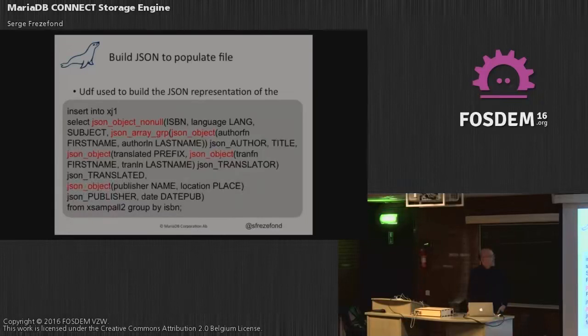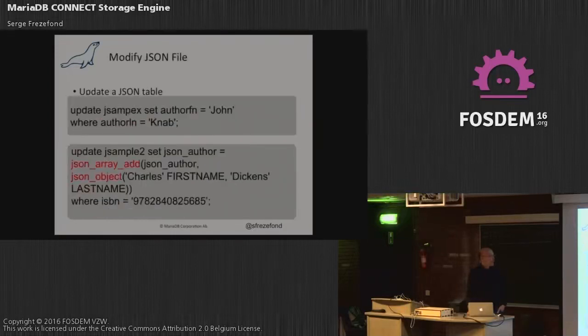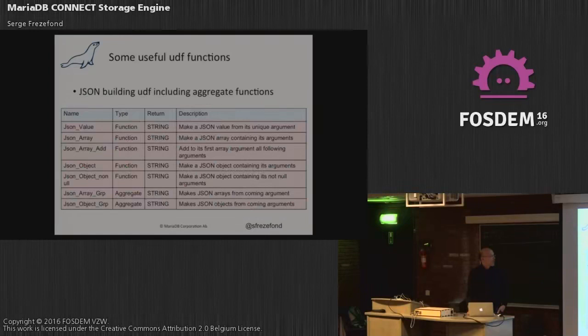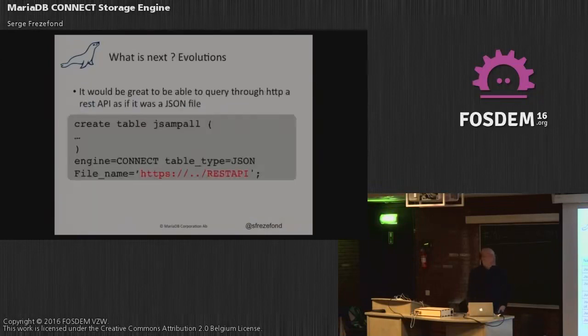As with the native type, we have a set of UDFs that help you build, query, and modify JSON, and that help you manipulate your JSON content. So that's an example of modification. The documentation is quite good, so if you ever want to try it, just go to the MariaDB knowledge base, you have very good documentation, so you can try it.